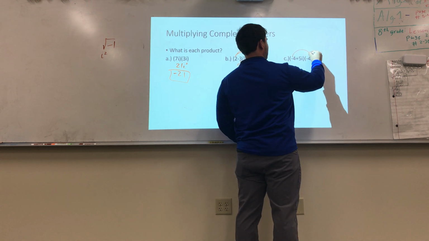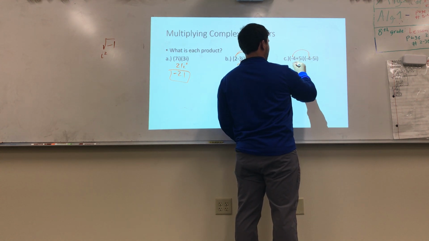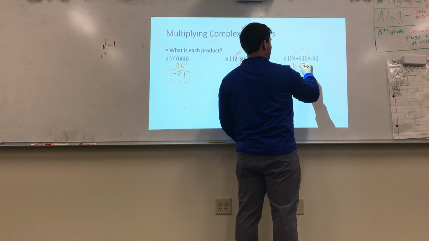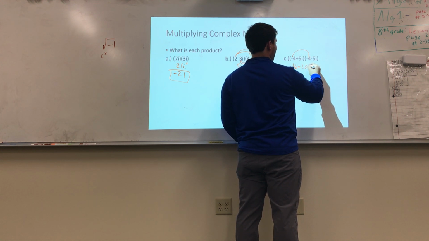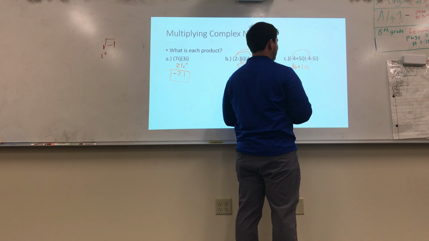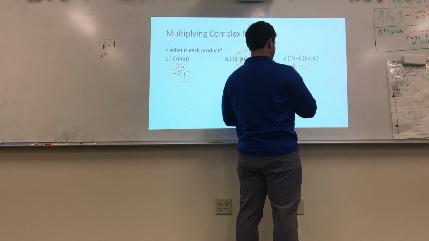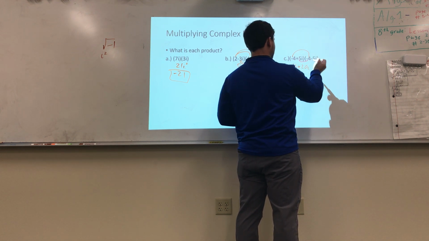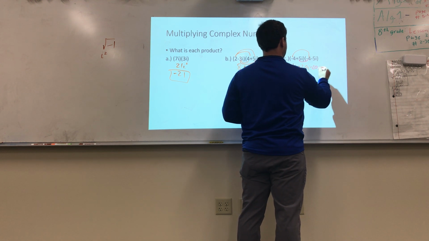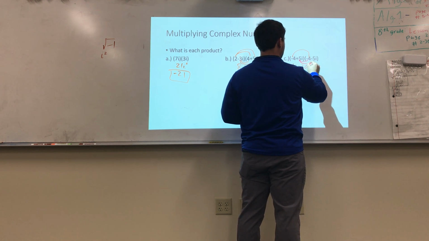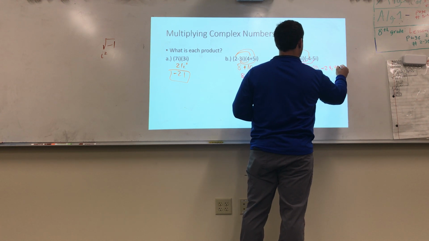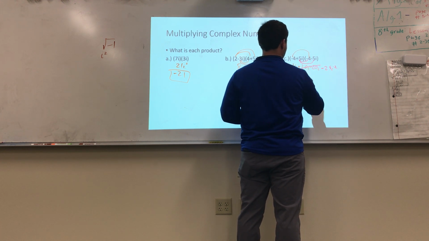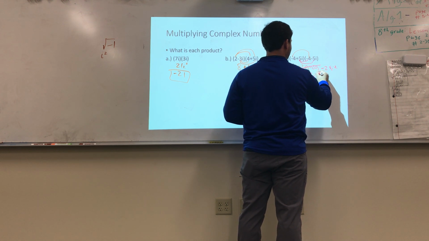Once again, FOIL, we're going to get 16 minus, we're going to get positive 20i, because a negative times a negative is a positive. When we do the inside here, we're going to get negative 20i. And when we do the other one, we're going to get minus 25i to the second. This is going to cancel out, leaving me 16 minus 25i to the second.